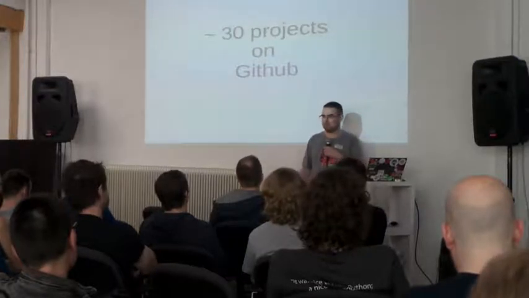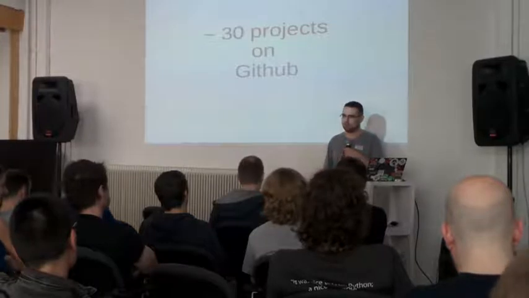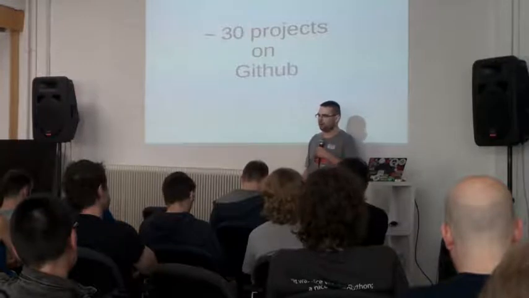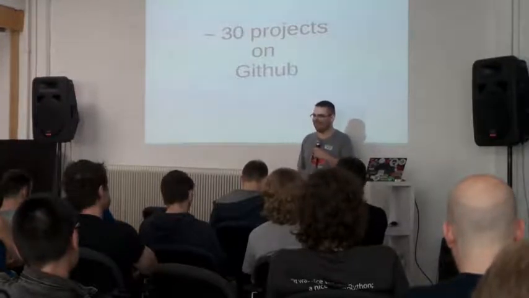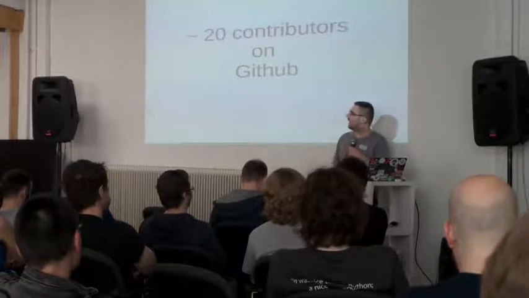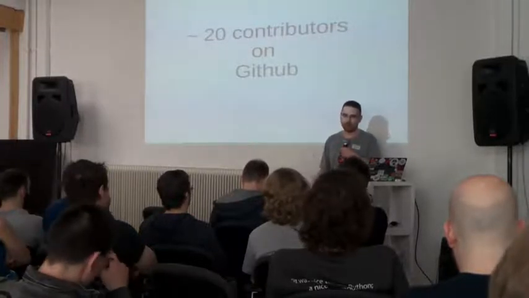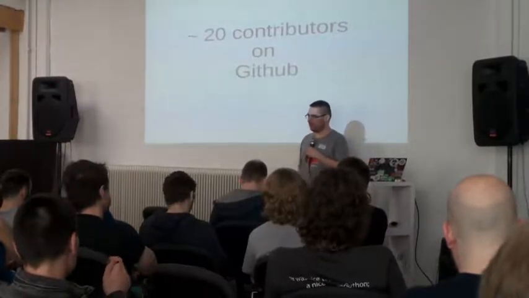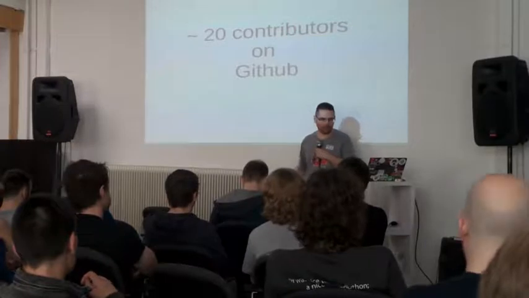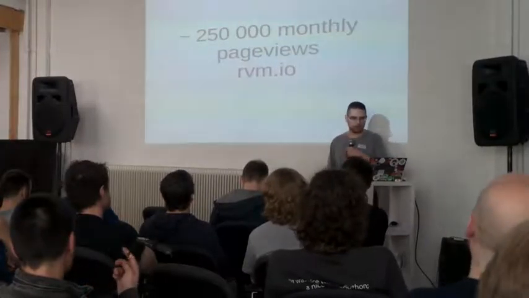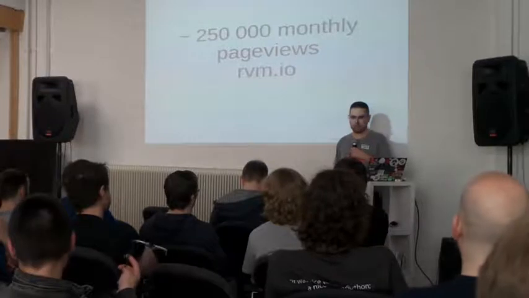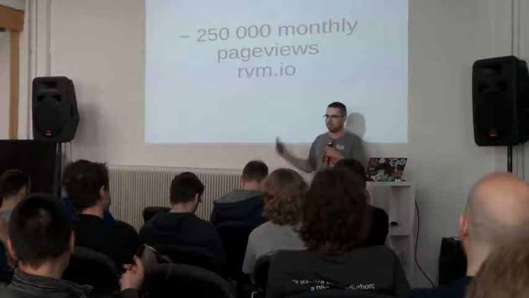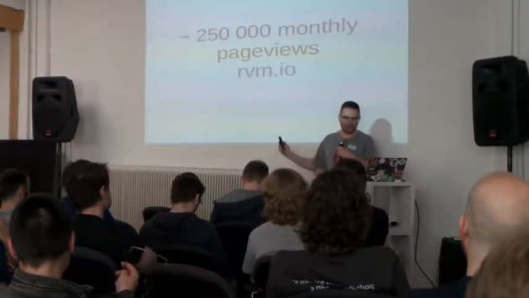We have 30 projects. It's not just one project. There are 30 projects on GitHub that are built around RVM. There is even one Java project, if somebody is interested. Currently we have 20 contributors, and if you want to help, you can be easily added to the team. We have 250,000 monthly page views. So this is a lot. If you start doing something with RVM, those people will probably see your name somewhere.